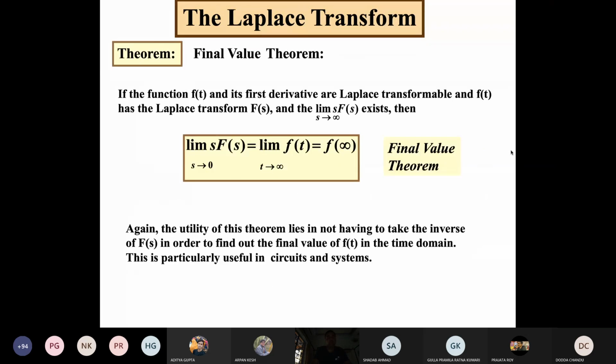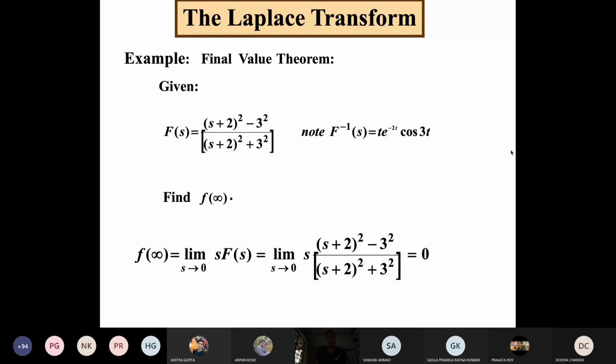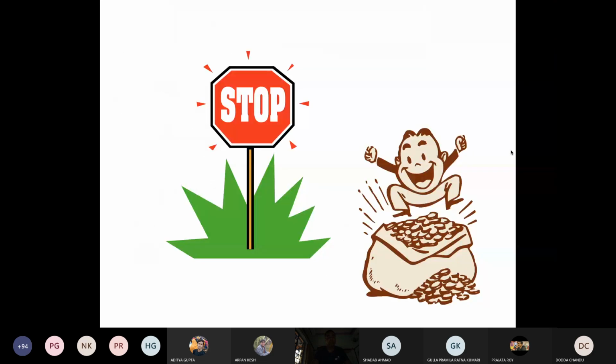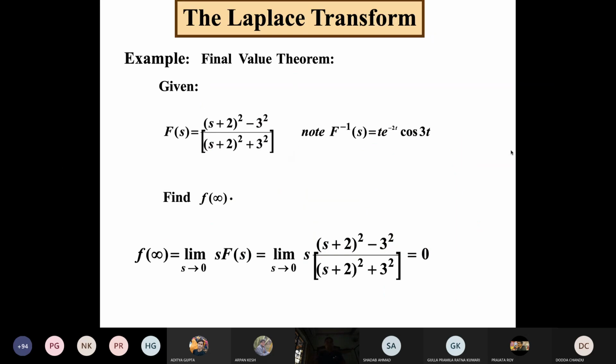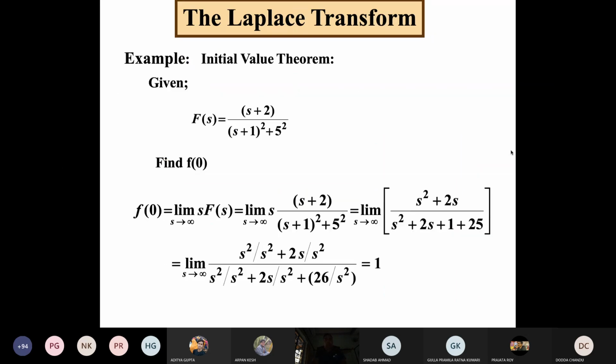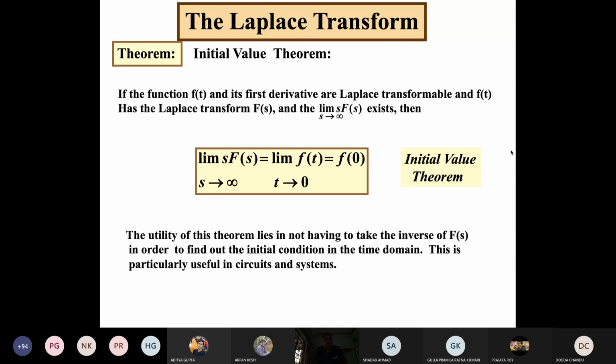Initial value theorem, I'm not going into it. Final value theorem, you know. All of this you know. Okay, finally, I want you to solve this. So, let's go to the initial value theorem. The initial value theorem says limit s F(s) as s tends to infinity equals limit t tends to 0 f(t) equals f(0). Do you agree with this?